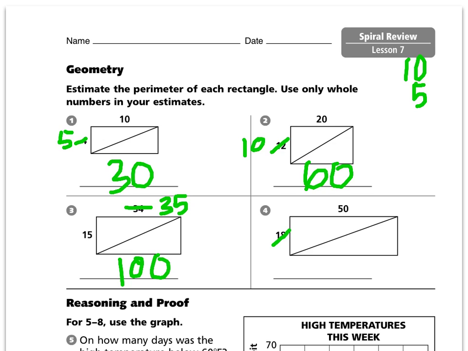I'm going to estimate the 18 to be a 20. And I have 2 20s, which is going to be 40. And I have 50 plus 50, which is 100. So I have 140 as my estimate.